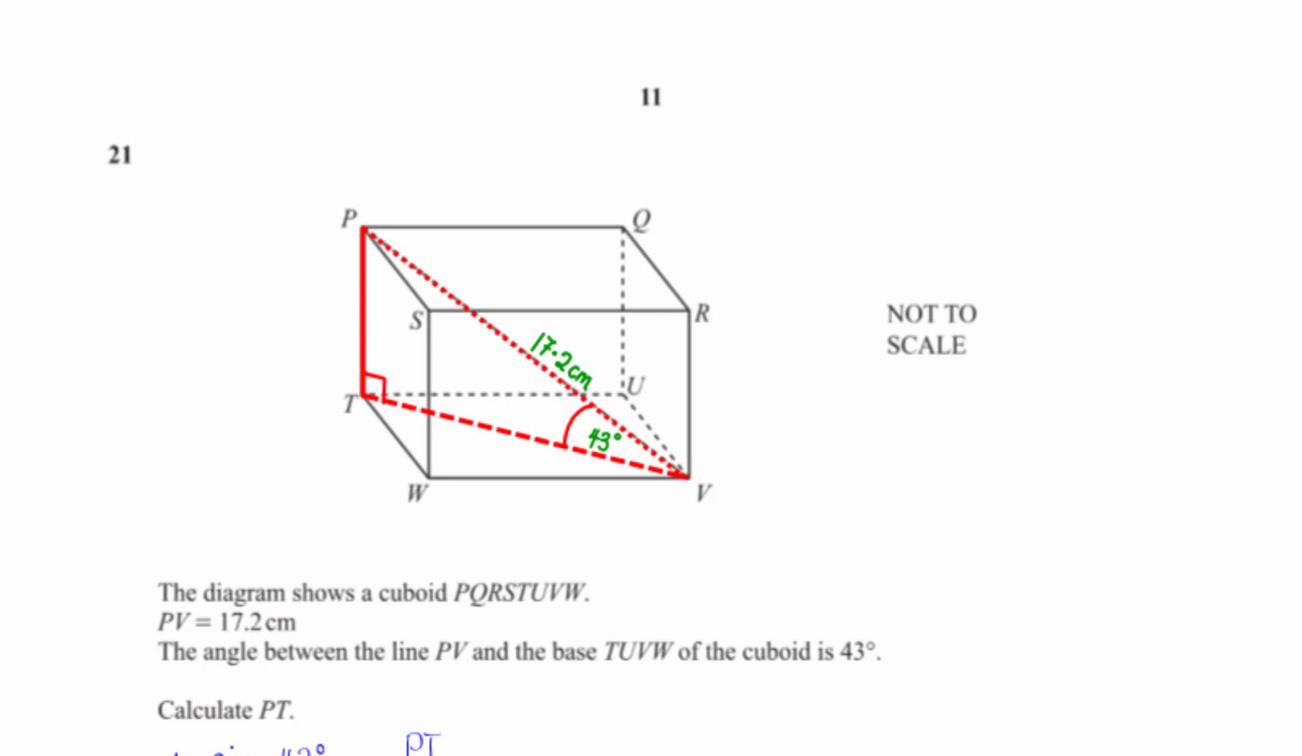The diagram shows a cuboid PQRSTUVW. PV is equal to 17.2 centimeters. The angle between the line PV and the base TUVW of the cuboid is 43 degrees. Calculate PT. The information given in the question has been illustrated on the diagram. And so to find PT, we can use SOHCAHTOA.